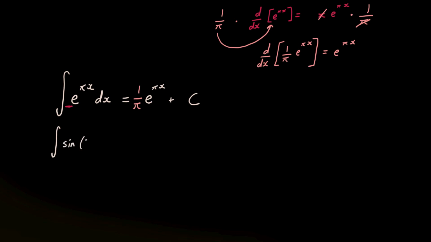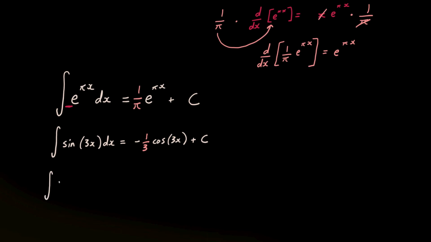A similar story is going to hold true for some trig function like so. It is not a sine of plain x, it is a sine of 3x, so the entire family of antiderivatives is not negative cosine of 3x plus c, but rather negative 1/3 cosine of 3x plus c.